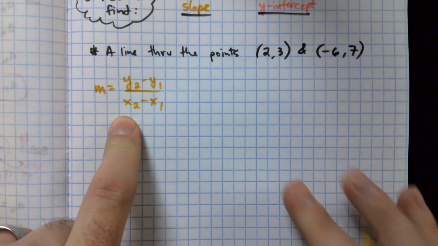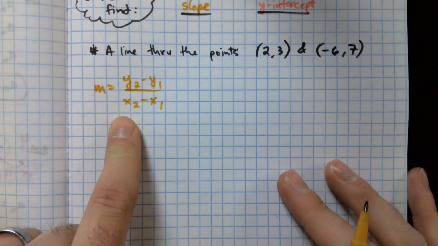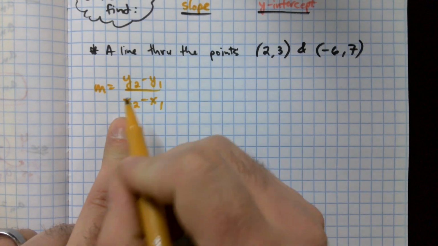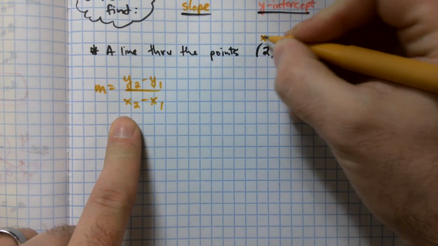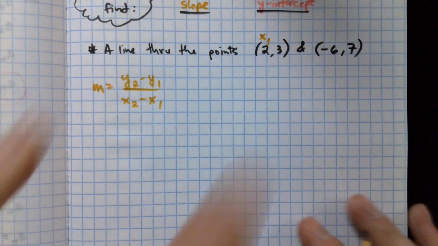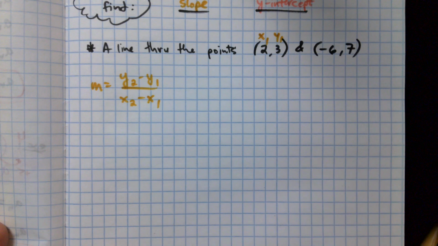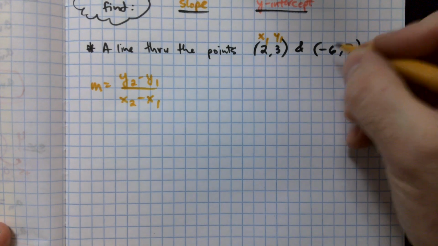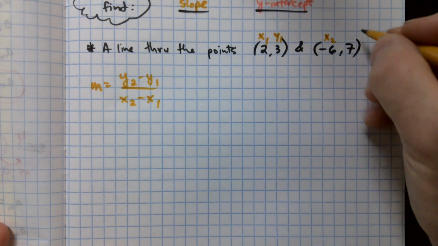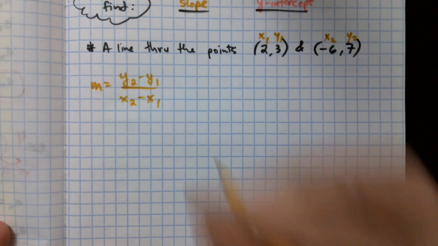I'm going to label these. What can I label (2, 3)? What can I label the 2 as? X1. It's the x term of my first point. What about 3? Y1. It's my first y term. How about negative 6? X2. And what about 7? Y2. All right?